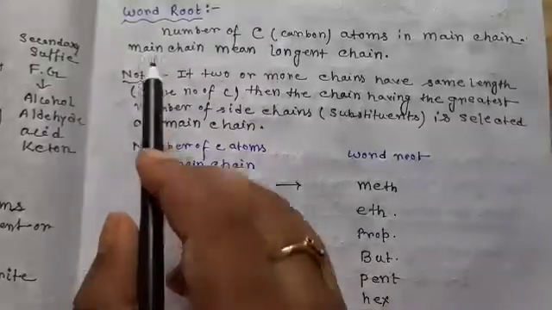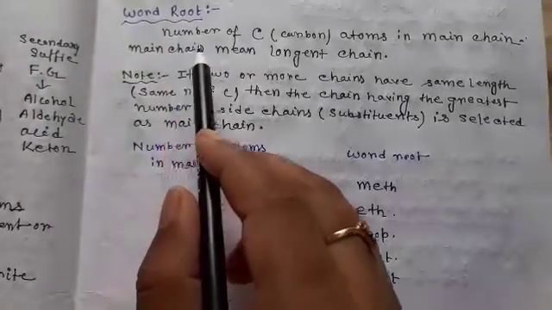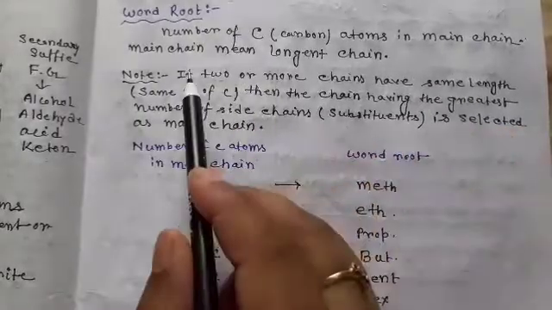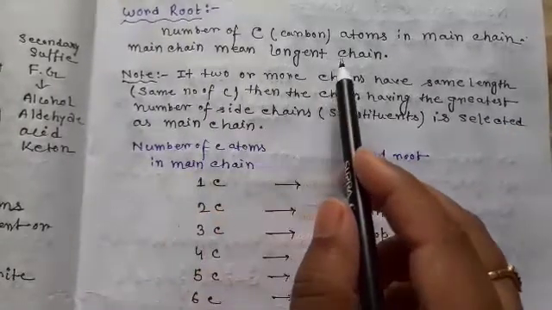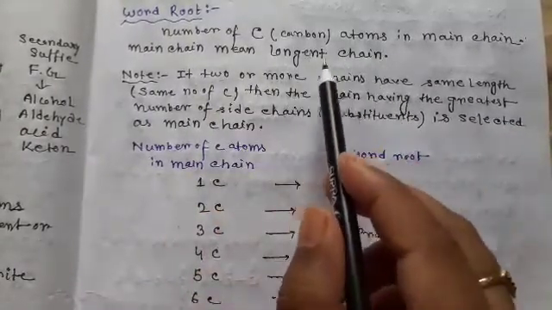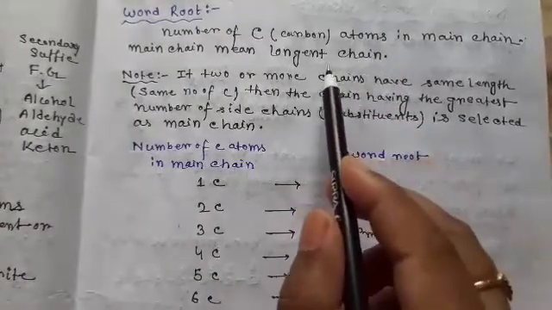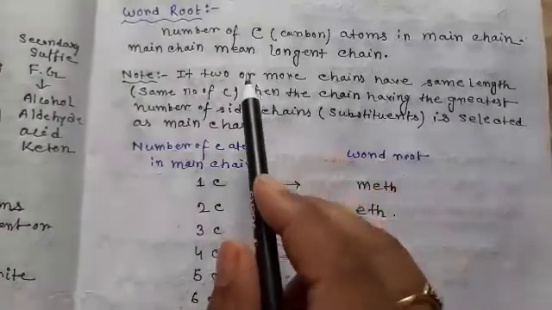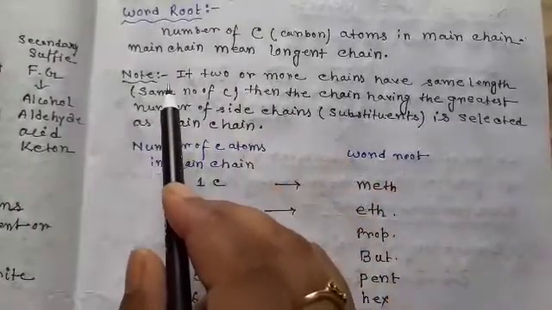Next one is the word root. What is the word root? Number of carbon atoms in the main chain. What is the main chain? Main chain means the longest chain in the compound. The longest carbon chain in the compound is called the main chain, and the number of carbon atoms in the main chain is called the word root.